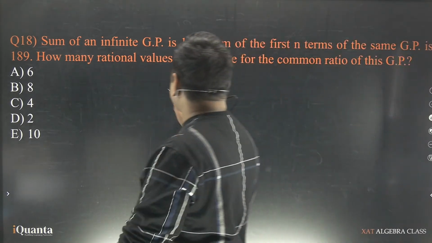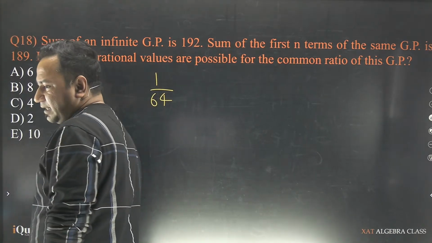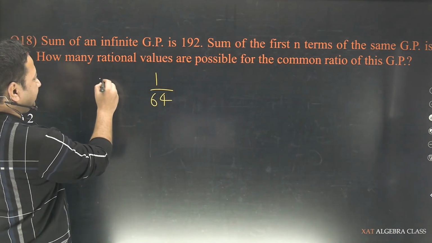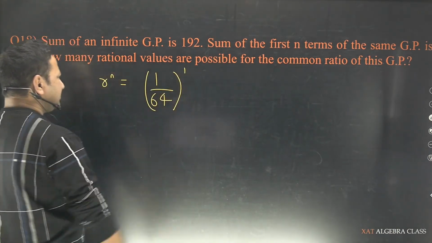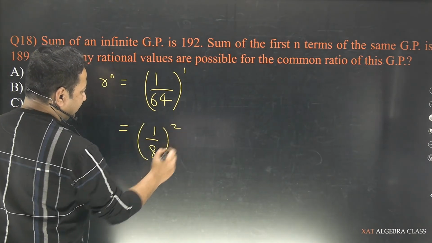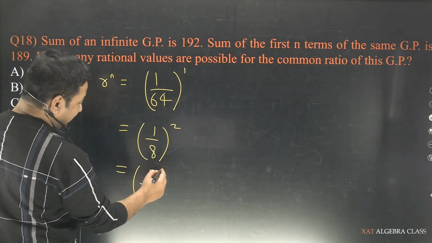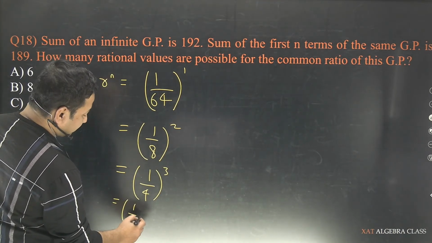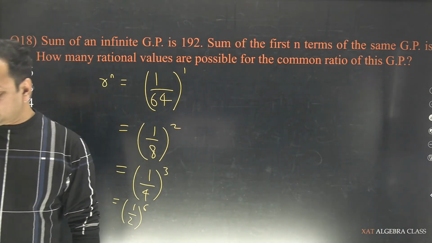Coming to the next step, so we have got 1 upon 64. Now in how many ways can I write this? This is the value of R to the power n. I can write it as 1 upon 64 raised to power 1. Yeah, no problem in that. I can also write as 1 upon 8 whole square. No problem in that also. I can write 1 by 4 raised to the power 3. Is that right? I can also write it as 1 by 2 raised to the power how much? It's 64, so power 6. Is that clear? Is that clear, everyone?